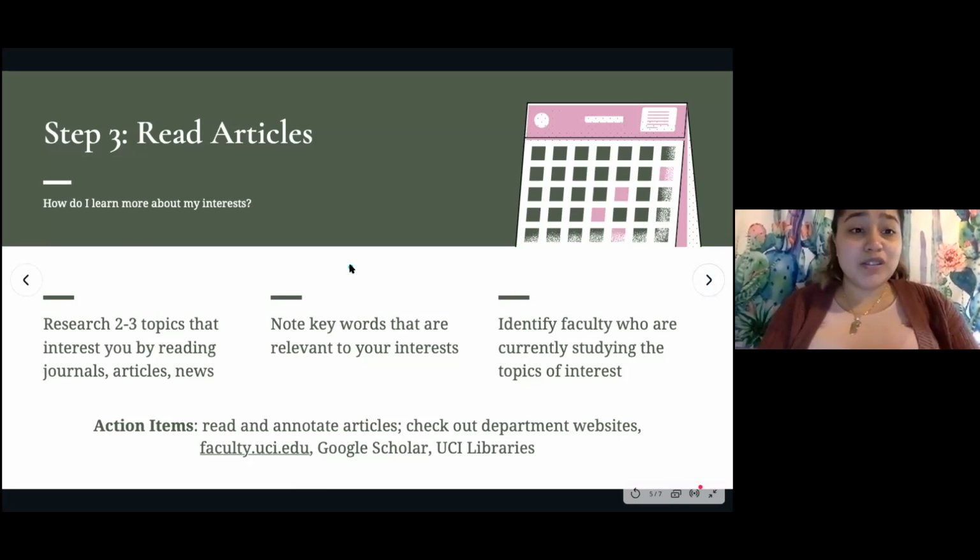Your next step would be to start getting familiar with articles or existing literature, so start reading articles related to your topic. You can start off with 2 to 3 topics that interest you, getting access to journals, articles, and news, and then you can also be guided through the keywords. If you're familiar with researching through your lower division writing courses, you start using the databases provided by UCI. So you start off by using keywords, and then you can also identify any staff or professors that are currently studying the topic of interest, and you can look through the link right here.